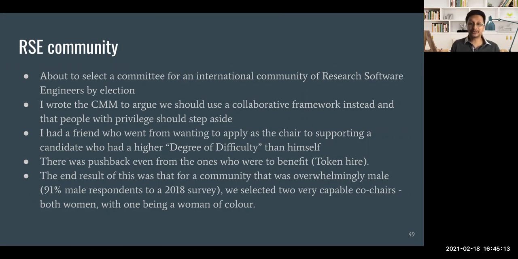I think you've got the skill set to be able to do it. You may not have had the skills and experience. Other people would have had more skills and experience, but those people with skills and experience like myself will help support you. The end result was that for a community that was overwhelmingly male, 91%, we selected 2 very capable co-chairs, both women, with one being a woman of color.